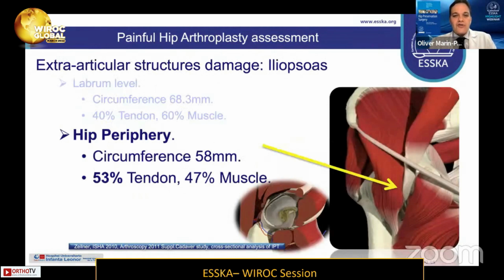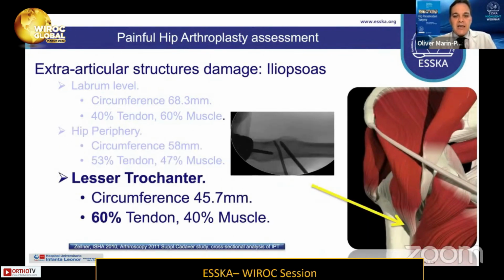You can also treat this iliopsoas and cut it partially in the periphery, a little bit more distal, and this represents 43% of the whole thickness of the tendon.